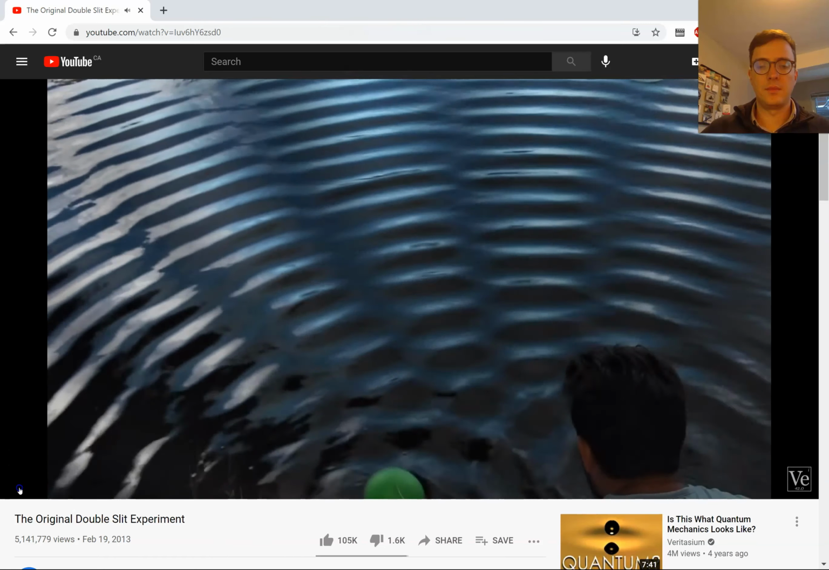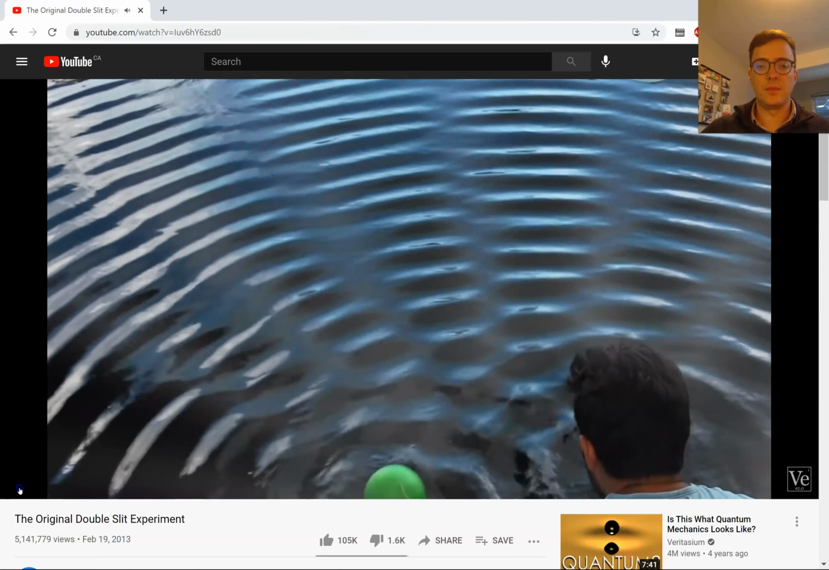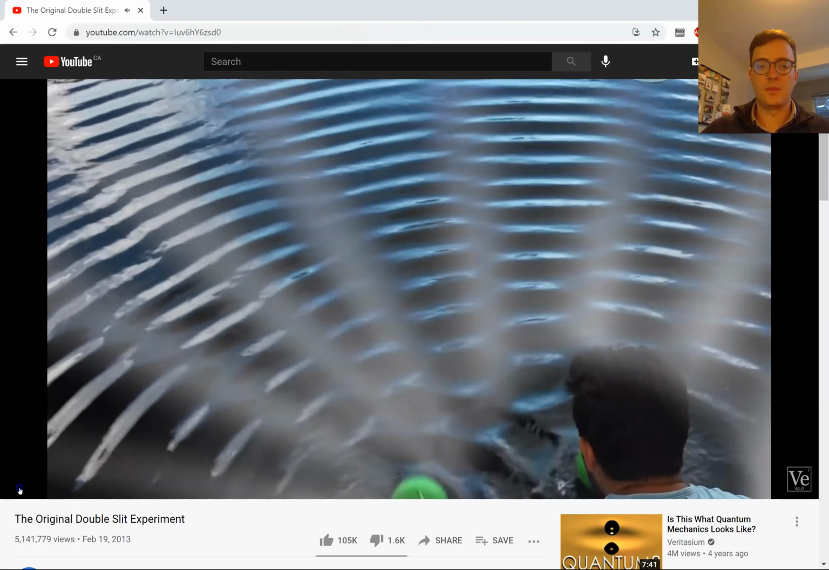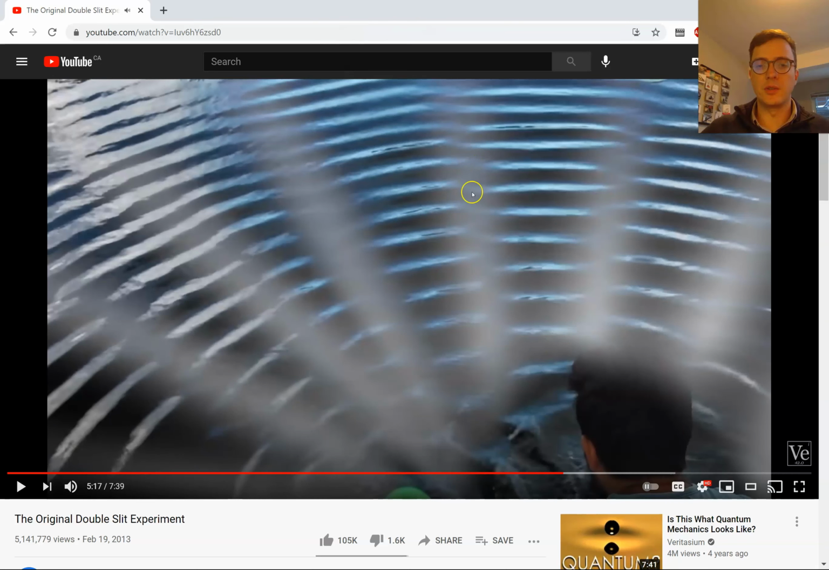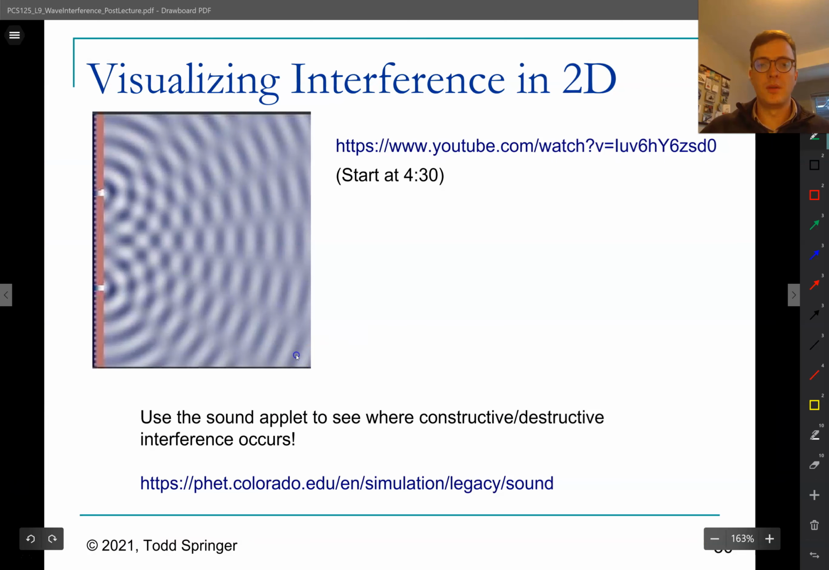But if the peak from one wave meets up with the trough from the other, then we get destructive interference, and there's basically no wave there. So right on these lines, which are highlighted in the video, you can see that that's where I'm having destructive interference, where the difference in path length from one of these sources compared to the other is half of a wavelength, or 3/2 of a wavelength, or 5/2 of a wavelength, and so on.